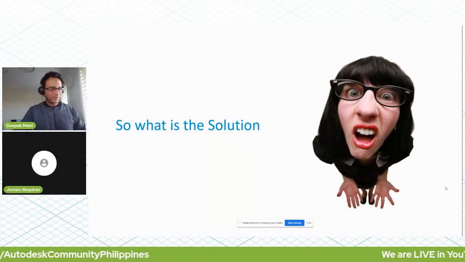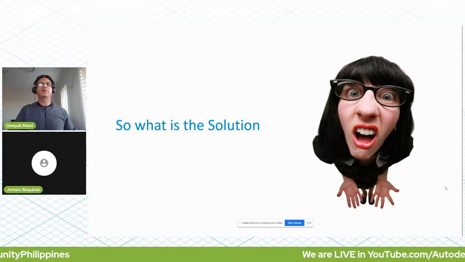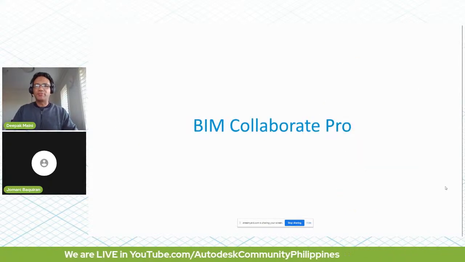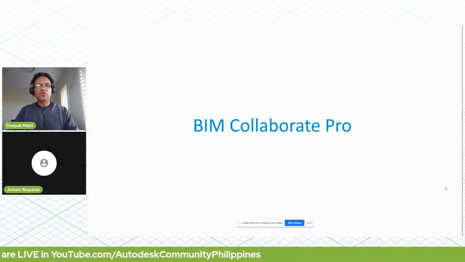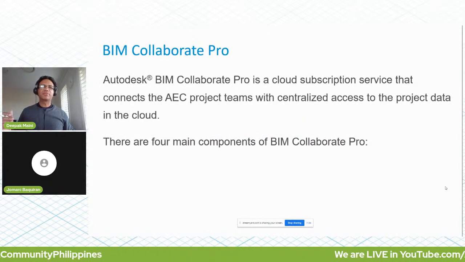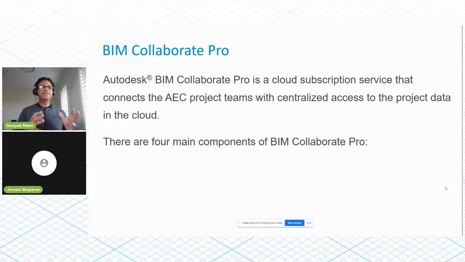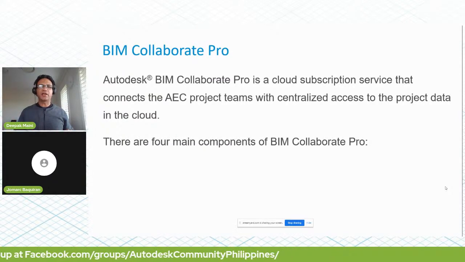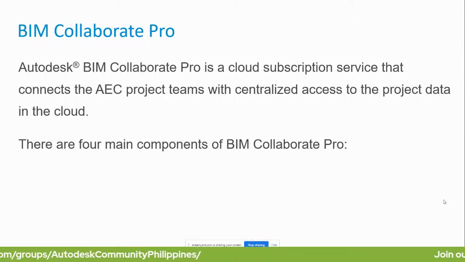So what is the solution? How do we make sure that we don't come up with those kind of disasters every now and then? The solution is BIM Collaborate Pro. Now, what is BIM Collaborate Pro? BIM Collaborate Pro is a cloud subscription that basically connects the entire AC project team with centralized access to project data in the cloud. So the key here is that your project data is on the cloud.